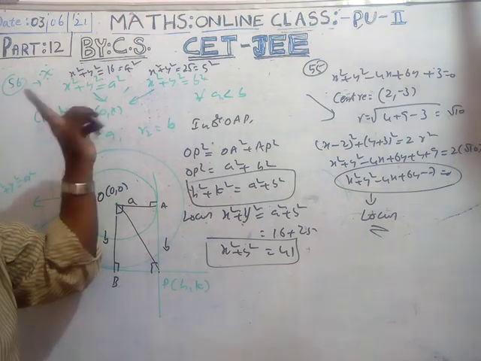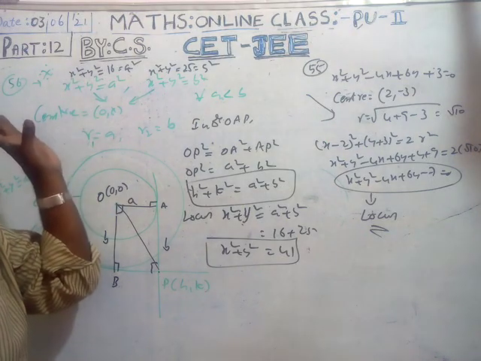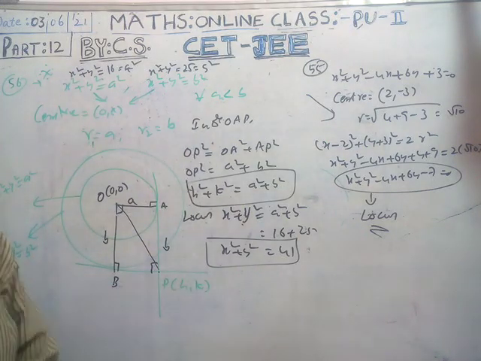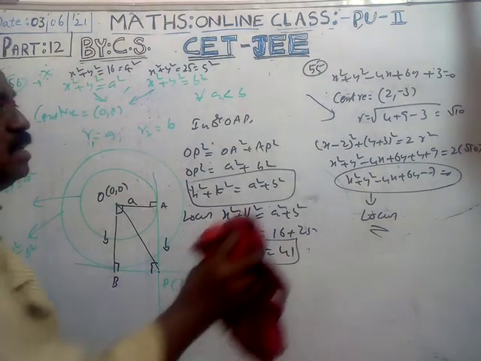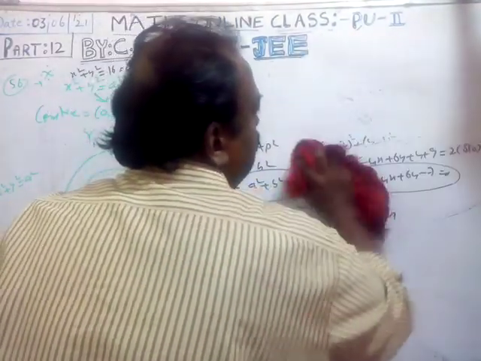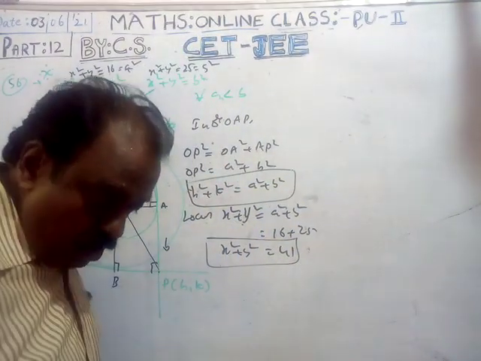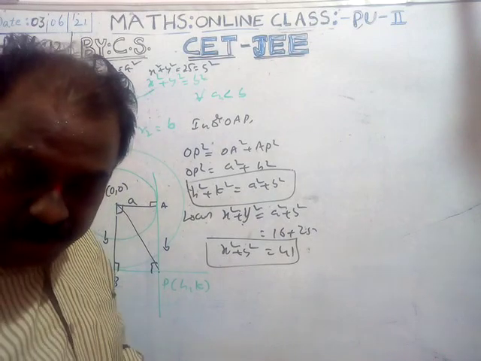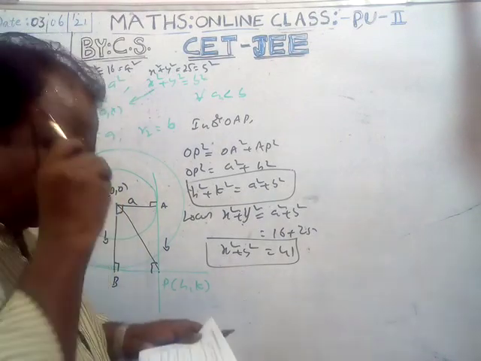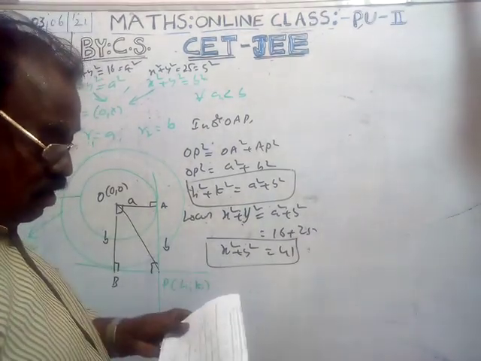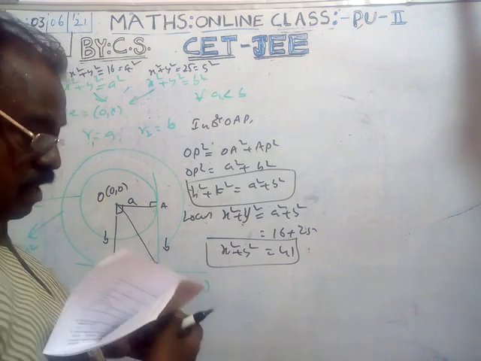But they must be concyclic points. The next problem is also the same way, but the origin is not given. Origin is not given. We are given two different circles with the center other than the origin.